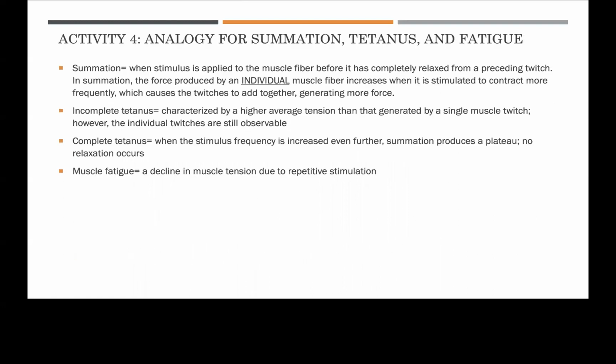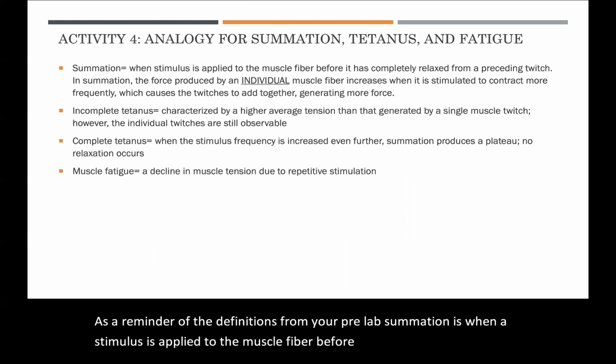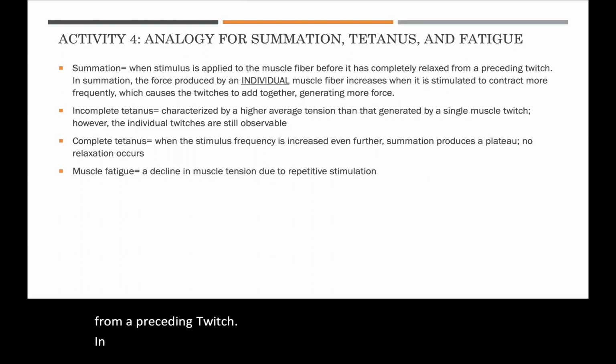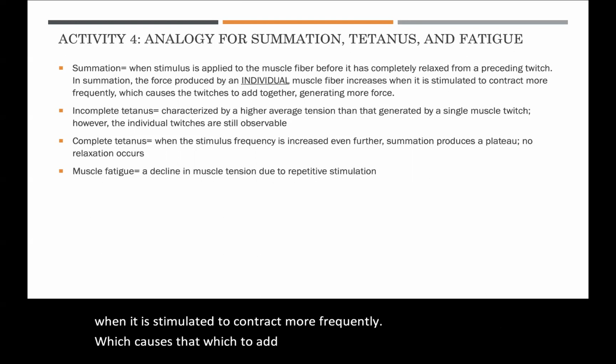In activity 4, you will learn about summation, tetanus, and muscle fatigue. As a reminder of the definitions from your pre-lab, summation is when a stimulus is applied to the muscle fiber before it has completely relaxed from a preceding twitch. In summation, the force produced by an individual muscle fiber increases when it is stimulated to contract more frequently, which causes the twitches to add together, generating more force.